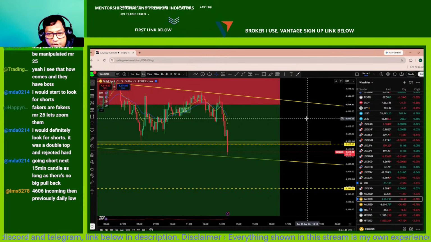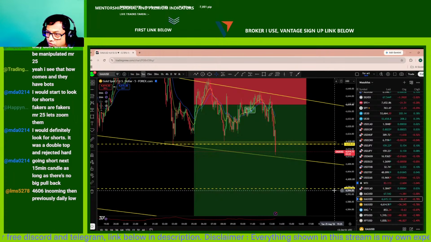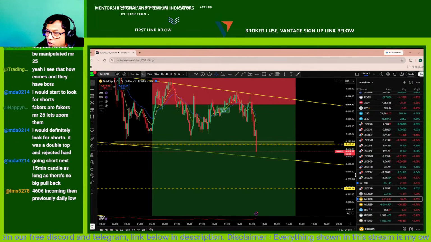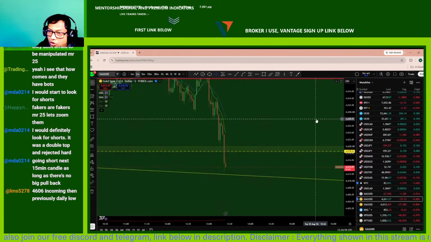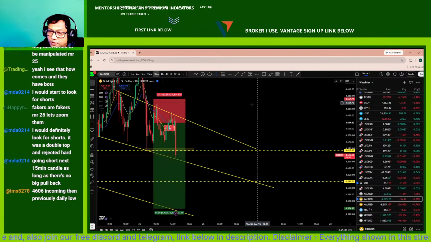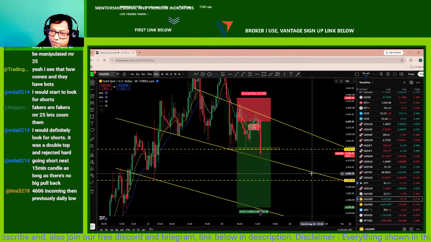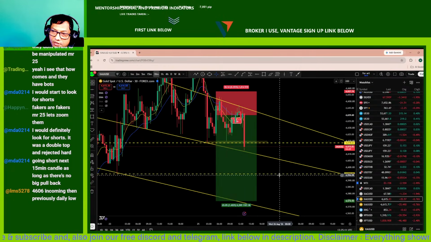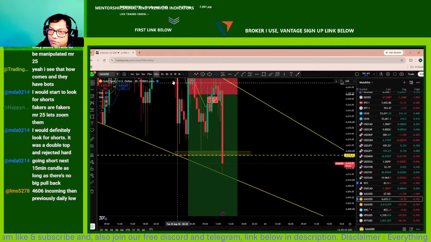4606 incoming, then previously the daily low 4606. Yep, the market, 4595 is highly likely possible to drop further low, and that's a pretty strong drop that you can see from here. The price has broken the support entirely, and that can create further pressure back here in this area.